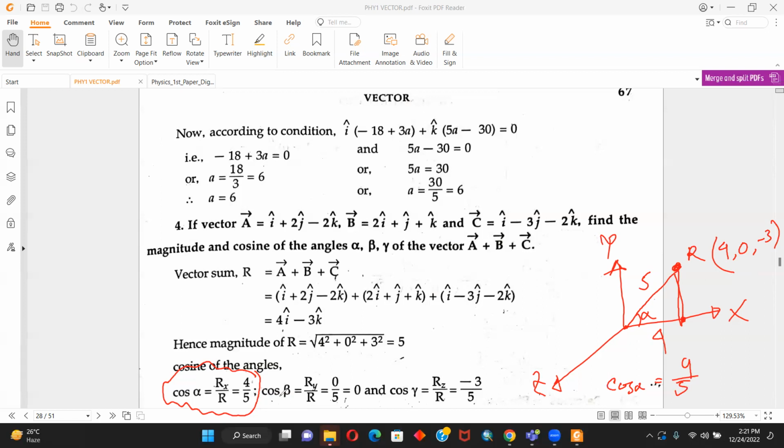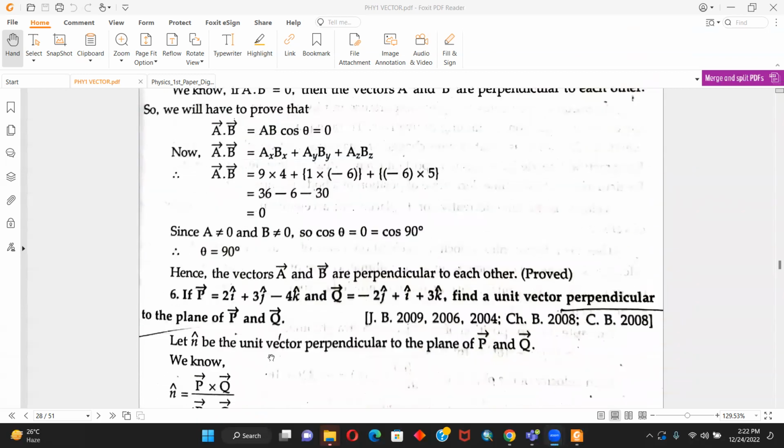So this is very easy. You don't even have to draw the images. Cosine alpha will be equal to the coefficient of i upon magnitude. Cosine beta will be the coefficient of j upon magnitude, and cosine gamma will be the coefficient of k upon magnitude. Is it understandable? Yes. Okay. So I think we have almost completed various things.